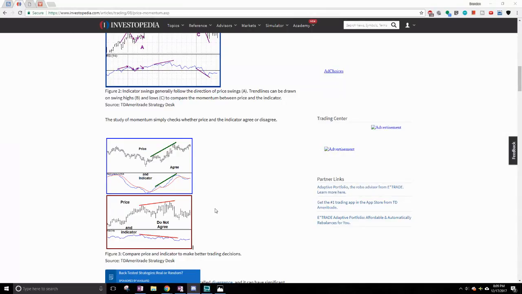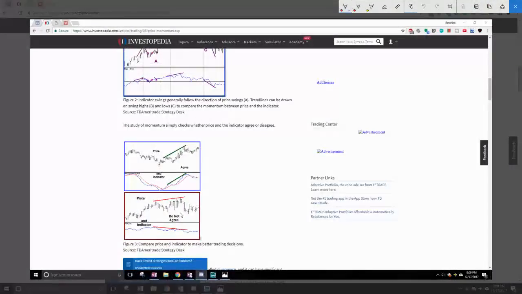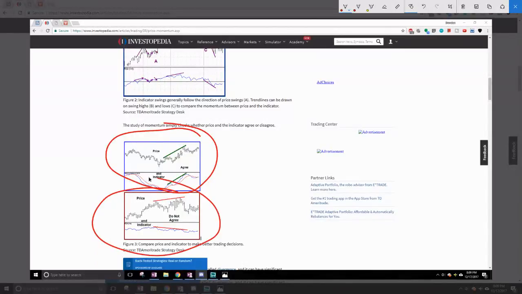So you guys can see right here, this is an example of when the indicator agrees with the price action. Here's an example of when it does not agree. I hope most of you by now, I would assume, know what divergence is. So I'm not going to spend too much time on this. Let's go ahead and start getting to some examples.